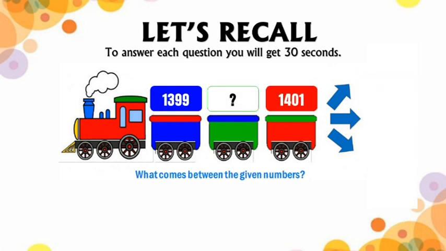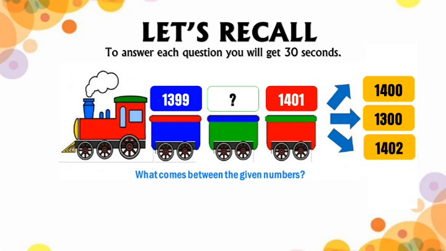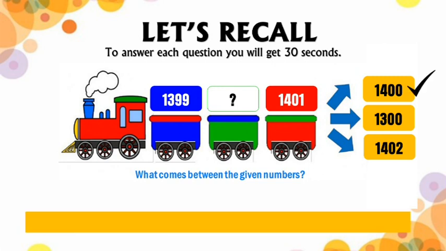This time you would tell how many passengers are in the green section. Have you noticed that people are less in this rail compared to the other rails? What's the answer? Is the answer 1,400 or 1,300 or 1,402? What's the answer? Great. The answer is 1,400.